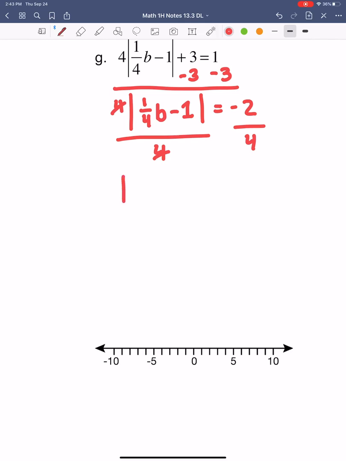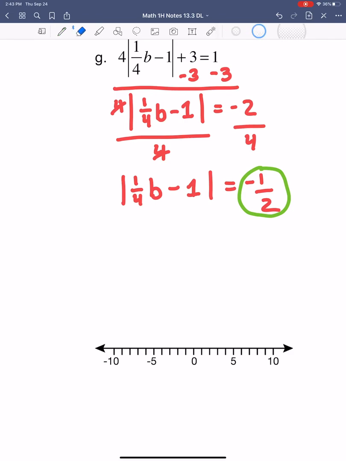Okay, and we're going to end up with the absolute value of 1/4 b minus 1 equals, well, negative 2 divided by 4 is negative 1/2. Okay, and then if we take a second to look at this, hopefully we're noticing that this is a negative number on the right. Remember, when we isolate the absolute value, if it equals a negative number, then we are going to have no solution here. So for this one, we will have no solutions because our absolute value equals a negative number. And we can only make that determination after we isolate the absolute value, so after we get everything from the outside moved to the right.